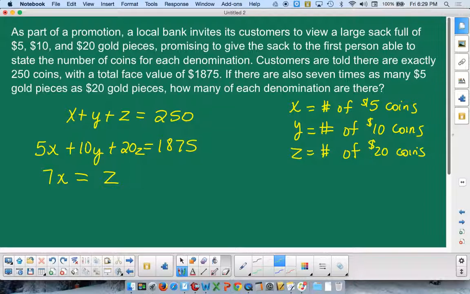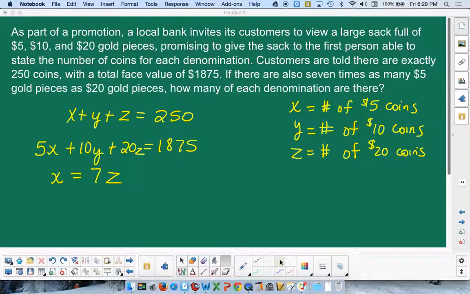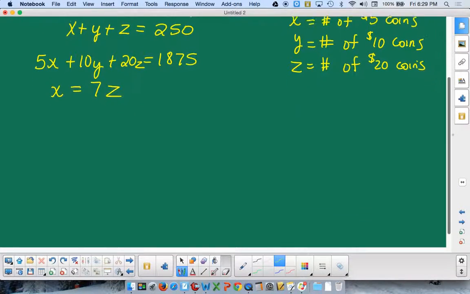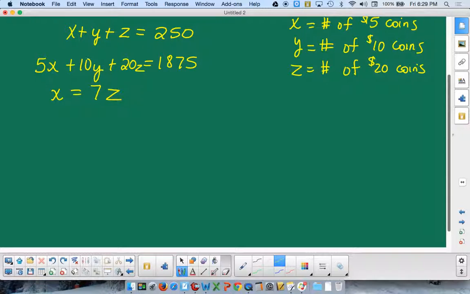There's less of the $20. So it's exactly the reverse. X equals 7 times Z, because Z is the smaller amount, times 7 makes it equal the larger amount. Okay, now in that case, that one's not in particularly nice form. I would like it in standard form with my other 3 equations, so I would need to rewrite, which I'm going to do here.